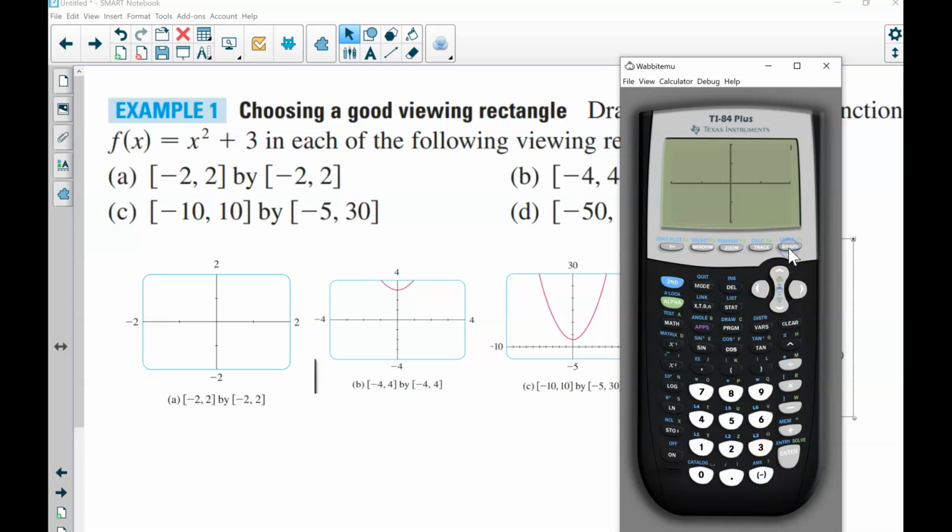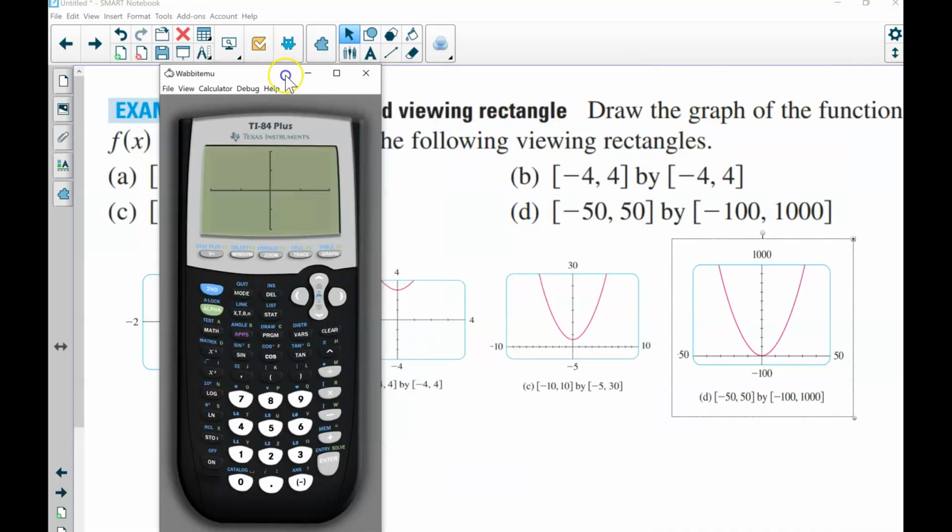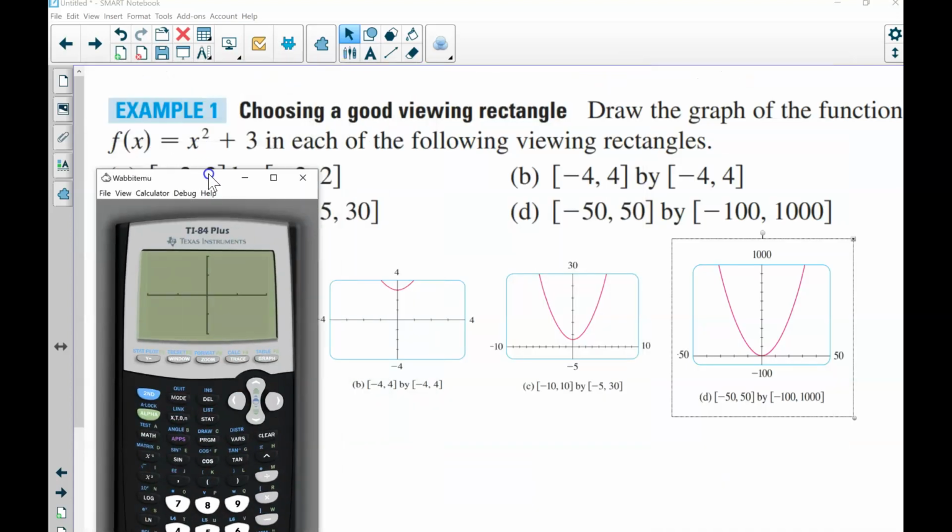Now let's go ahead and graph that. Now when you graph that, you will notice here that the graph is not in the display. And that's why it's important to understand the viewing rectangle. So here, this graph should represent this graph. Okay, so I'm going to move this over.